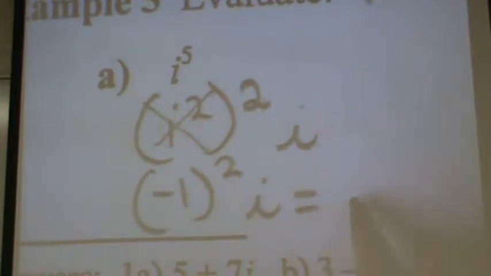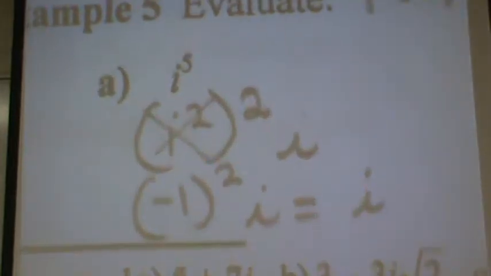Now, what did we say i squared is equal to? -1. What's -1 multiplied by itself? 1. So what's your answer? 1i. Easy?